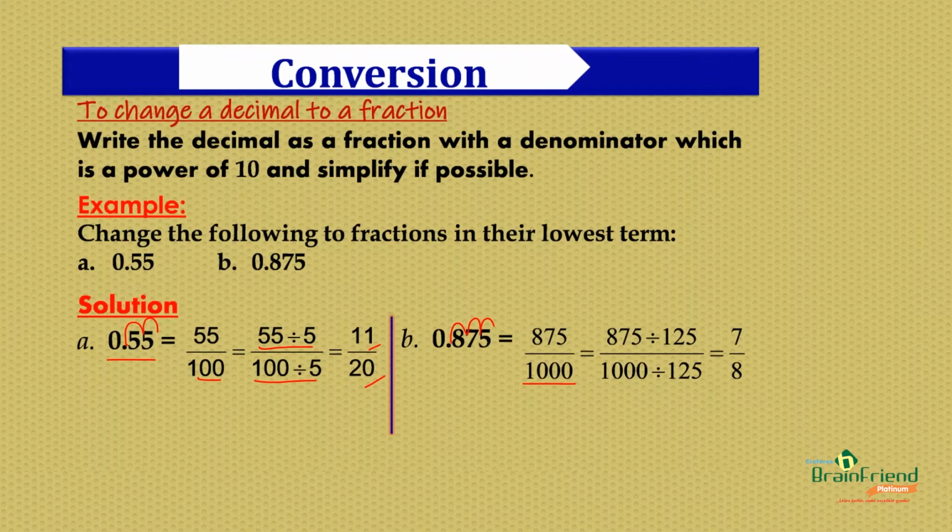Now we can go ahead to do our division. For me, I've chosen to use 125 to divide, but if this looks so big for you, you can start dividing with 5 until you get to your simplest form. But for me, I've chosen to use 125. So 125 into 875 gives me 7. And 125 into 1000 gives me 8. And this is my simplest form. So 0.875 as a decimal can be represented as 7 over 8 as a fraction.